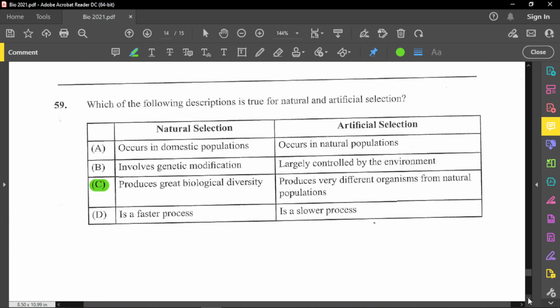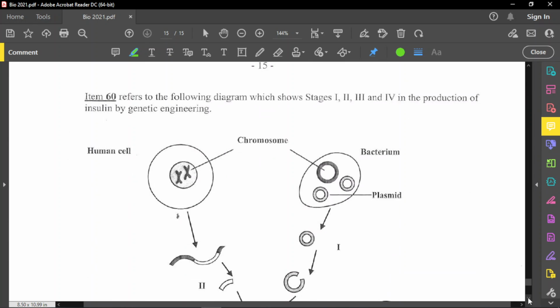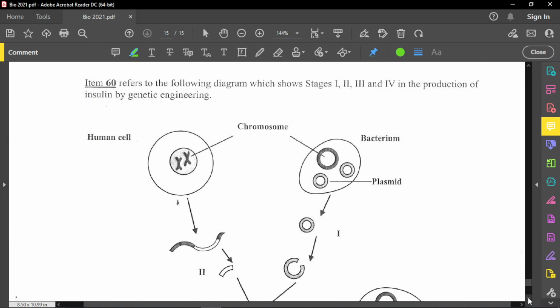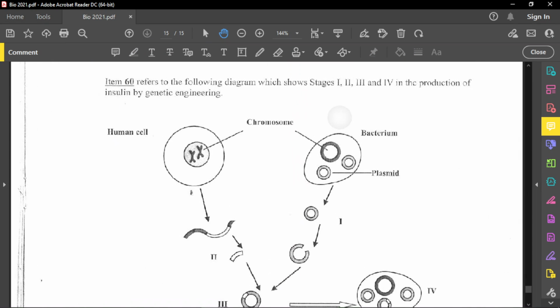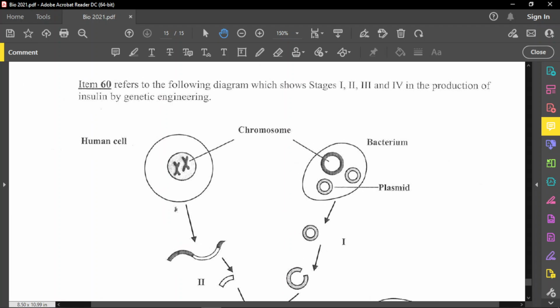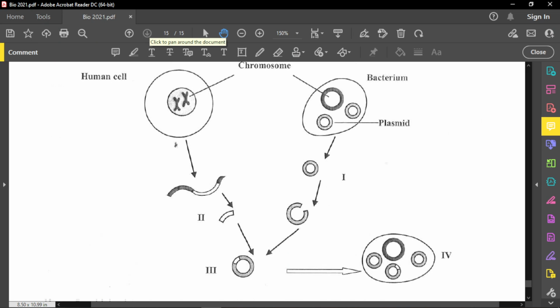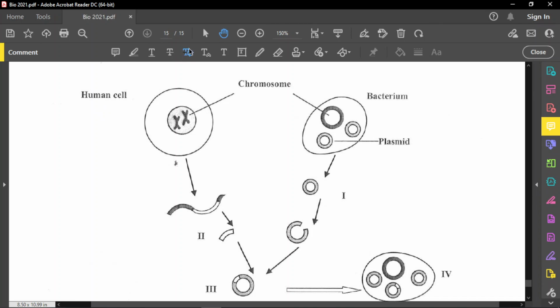All right, let's go to our final question that I know you're waiting here so patiently, and I thank you so much. All right, so for this final question, it said it refers to the following diagram, which shows stages 1, 2, 3, and 4 in the production of insulin by genetic engineering. And so let's look at one here. Okay, let's look at the cells first before we even move on to that. You have a human cell here on the left, and on the right you have a bacterium cell. And in the bacterium cell you have chromosomes, and you have the plasmid here.